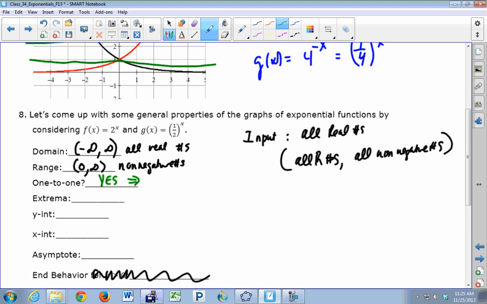When they're one-to-one, what does that tell you about the function? If a function is one-to-one, what important information does that give you? It's a really big idea. We spent 2 days on it. Function will give you the same value twice.